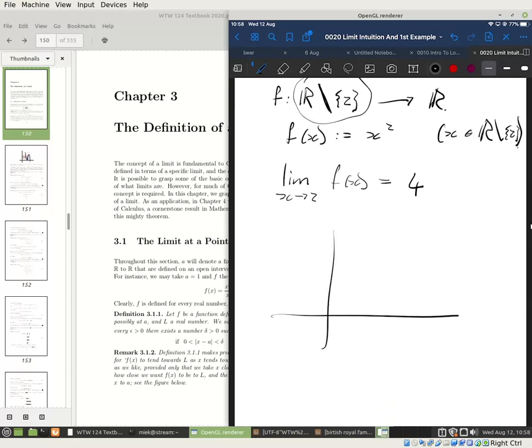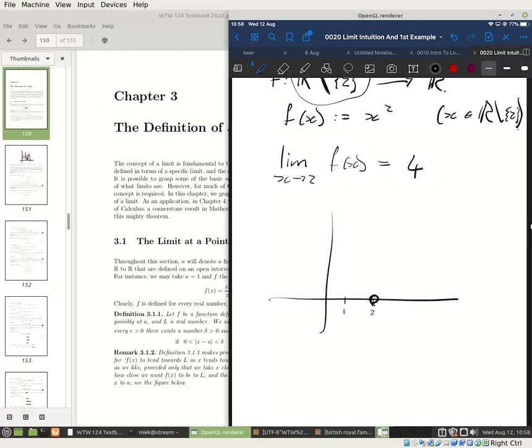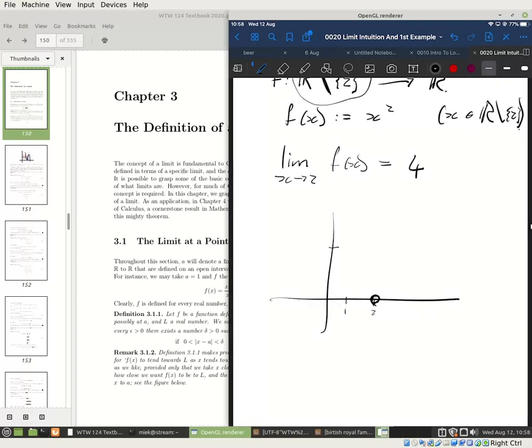So let's draw the graph of this function. 1 is over there, 2 is over there. The domain does not include 2, so there's a little hole in there. The graph of this function is of course a parabola. So here at 4, there will be a hole in the graph there, and the graph of this function kind of looks something like that. So a little parabola.